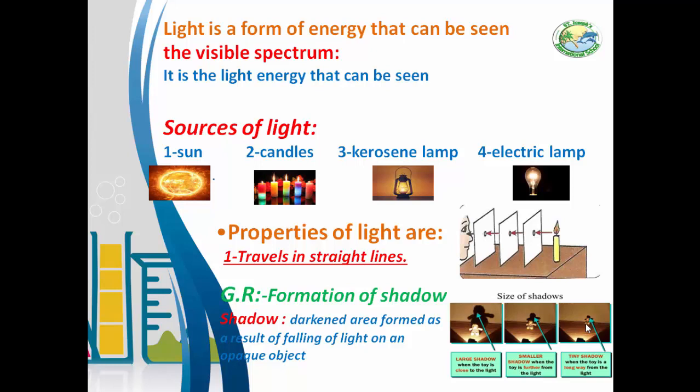Let us revise the previous part. We said that the first property of light is that light travels in a straight line, and as a result of light traveling in a straight line, the first result is formation of shadow. Shadow is formed because light travels in a straight line. The second result of light traveling in a straight line is the formation of image through narrow holes. Also, we have a small activity here.